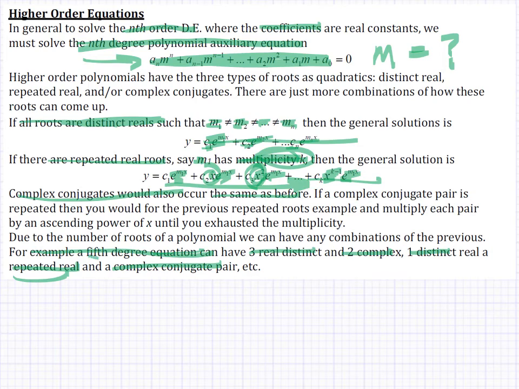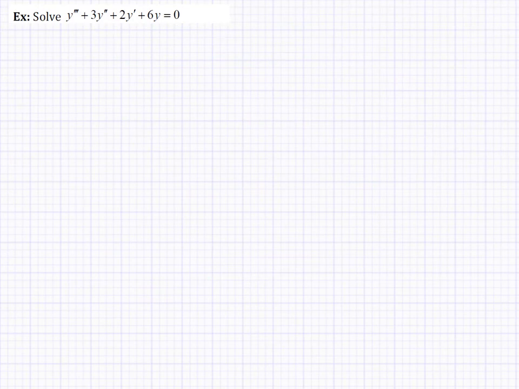Heck, we could have 5 repeated solutions for the 5th degree, so they're all repeated solutions. We could have 2 pairs of complex conjugates and then 1 distinct real. Again, any way to get to 5, remembering though that the complex conjugates come in pairs. So here is an example.